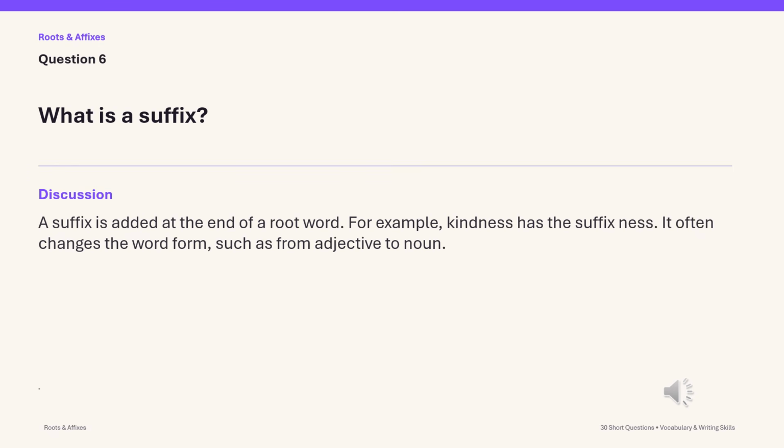Next is, what is suffix? So suffix is just the opposite of prefix. It is added at the end of a word. For example, kind becomes kindness. The suffix actually changes the word class from adjective to noun. So basically it is added after a root word and often changes the grammatical function.